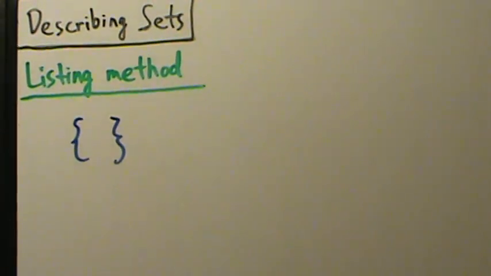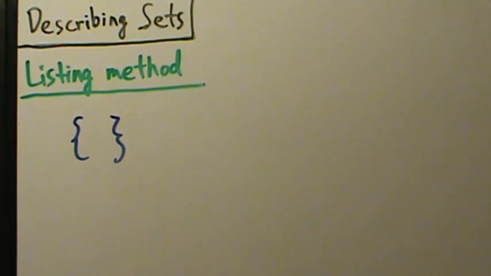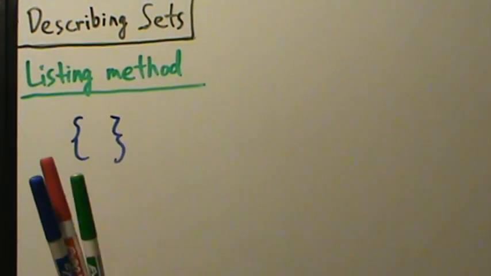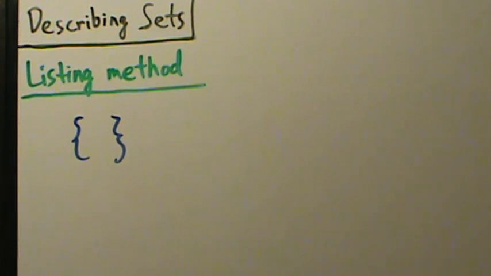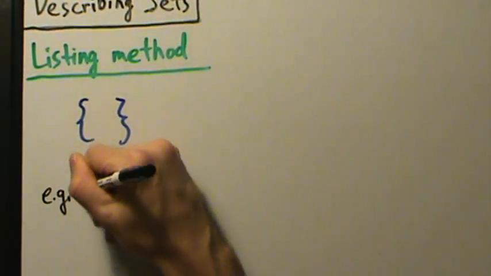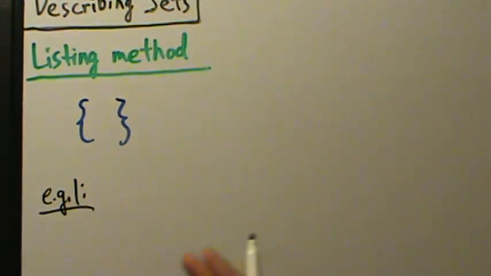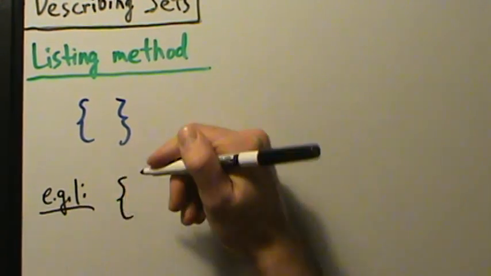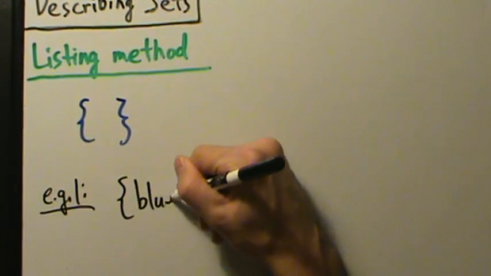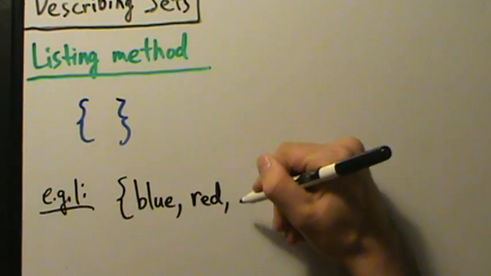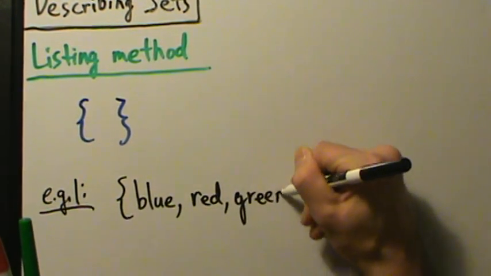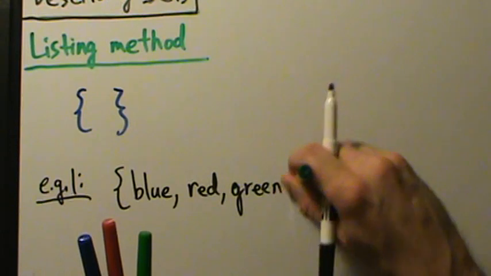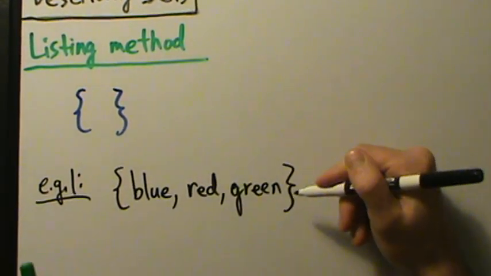So for example, remember in the last video we talked about the set of markers that I'm holding in my hand. We have a blue, a red, and a green marker, right? So if we want to write that set down, that'll be our example 1 here. Example 1 of using the listing method: if we wanted to list out the set of markers in my hand, blue, red, green, we would start with an open curly brace, and then we just write out these colors: blue, comma, red, comma, green, and then close curly brace. Okay? And maybe we can make that look a little prettier.